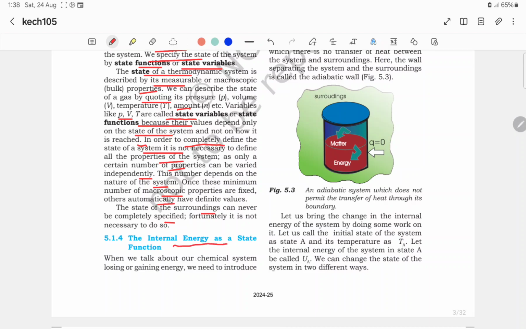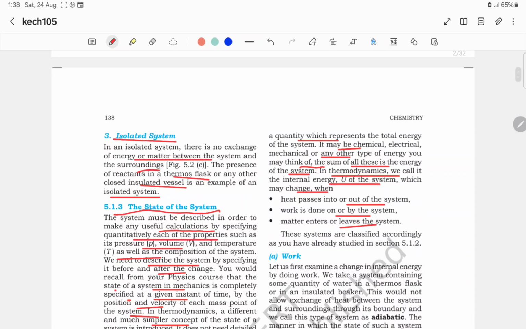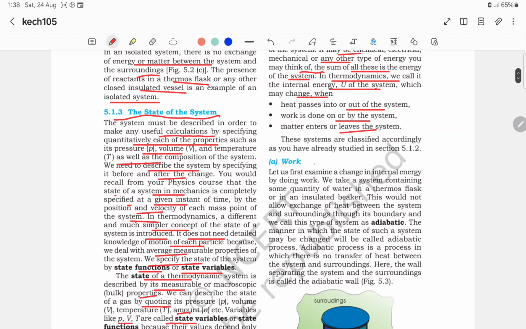The internal energy as a state function. So when we talk about a chemical system losing or gaining energy, we need to introduce a quantity which represents the total energy of the system. It may be chemical, electrical, mechanical, or any other type of energy you may think of. The sum of all these is the energy of the system. So in thermodynamics, we call it internal energy U of the system, which may change when heat passes into or out of the system, work is done on or by the system, and matter enters or leaves the system. So these systems are classified accordingly.